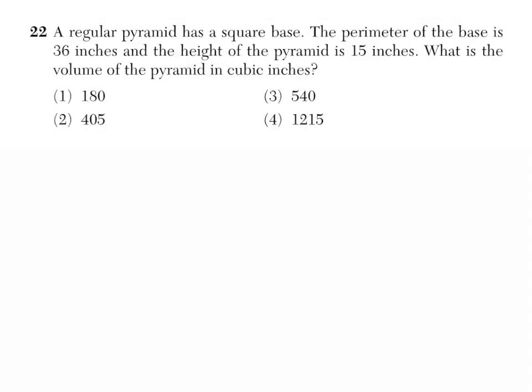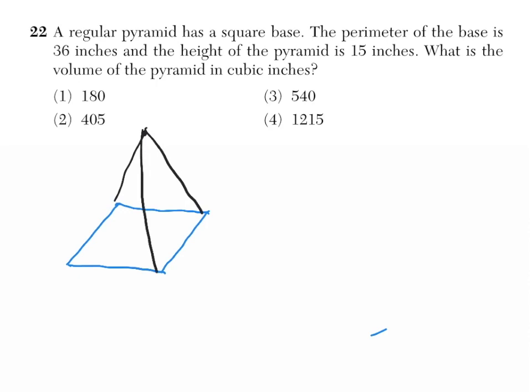Question 22. A regular pyramid has a square base. So I'm going to draw this square base right now. And I know that this is a pyramid, so let's say I'm just sort of eyeballing this. All right, let's say it looks a little something like that. And it says the perimeter of the base is 36 inches. So 36 divided by 4 is what? It's 9. So this side is 9, likewise this side is 9, 9, 9, all the way around. Okay, and it says the height of the pyramid is 15 inches. Oh, okay. So from right here all the way down is 15.